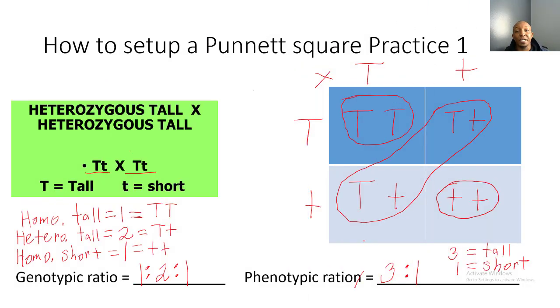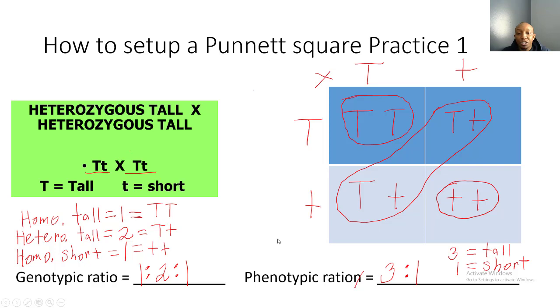So now, ladies and gentlemen, let's check out how you did on this first practice problem. We have a heterozygous tall crossed with another heterozygous tall. Now when we cross it, for this first one, we have homozygous dominant right here. We cross this next one, we have heterozygous dominant. We cross this next one, we have heterozygous dominant, and then this last one we have homozygous recessive.